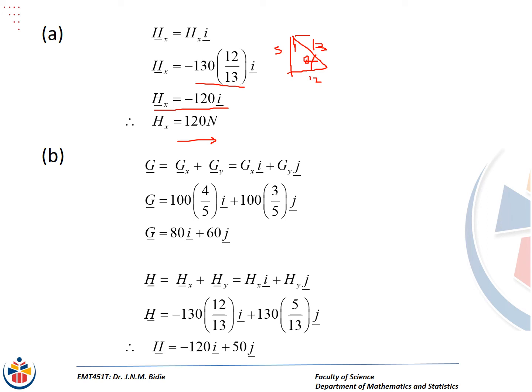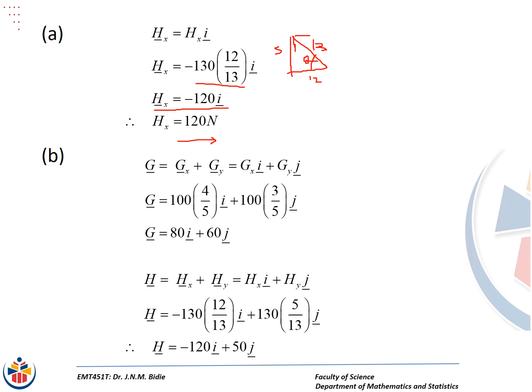You'll find the same answer. And then B, we're supposed to write both vectors analytically. G is in the first quadrant, so there is no problem there. Both the x component and the y component are not equal to 0.